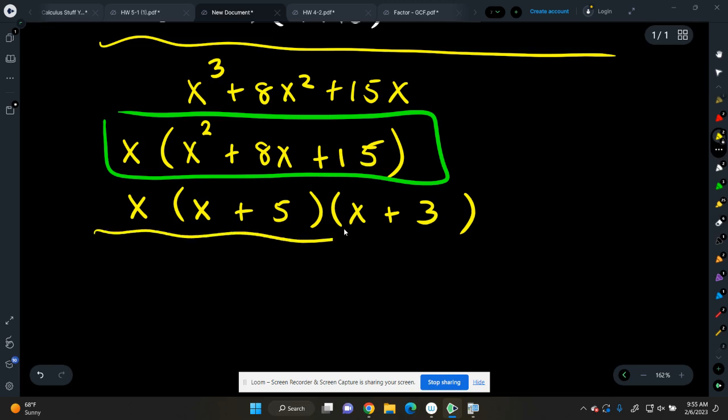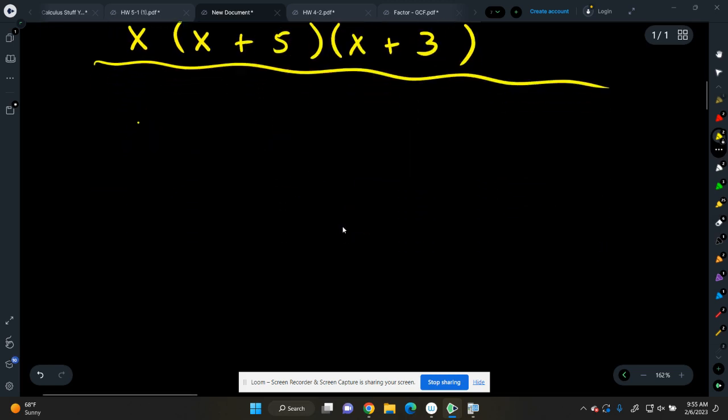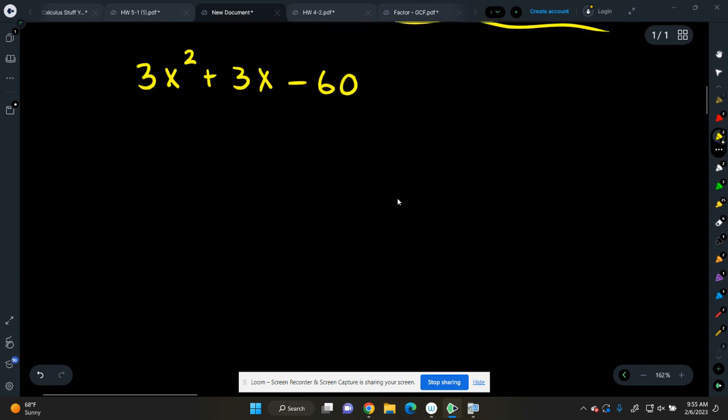So let's look at another one. We're going to do a little bit harder. 3x squared plus 3x minus 60. What do we do first? Take a 3 out. Good. X squared plus x minus what?